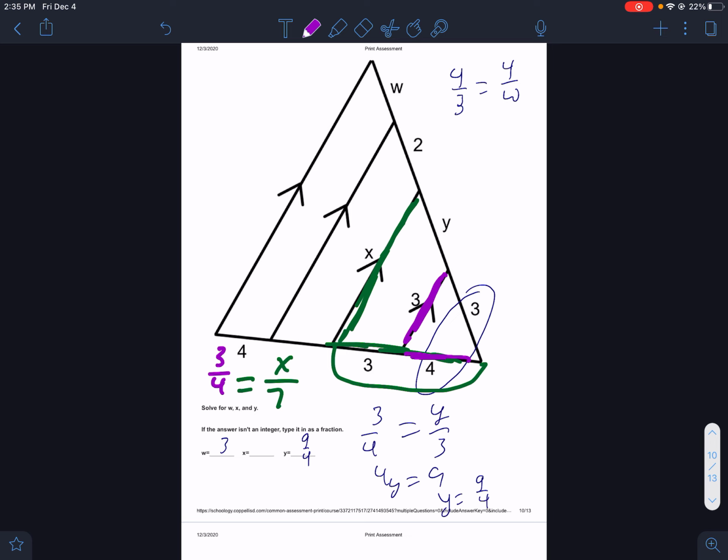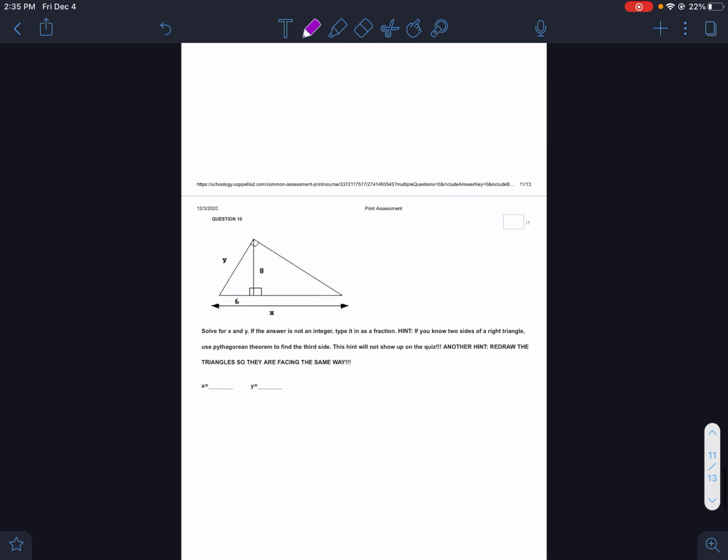And nothing reduces, so you cross multiply. I don't have a lot of room here, but you would get 4x equals 21. So x equals 21 over 4. So there's your answers, 3, 21 over 4, and 9/4.